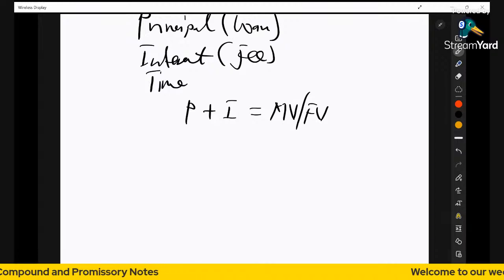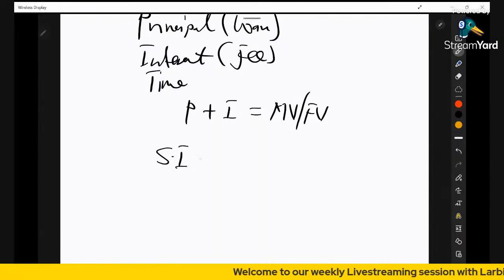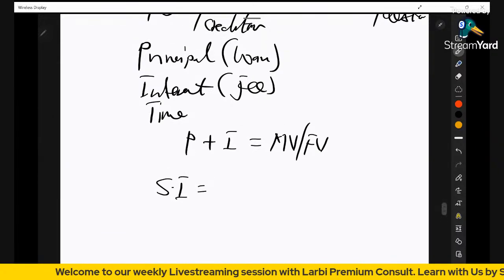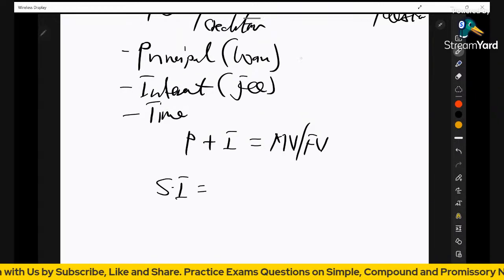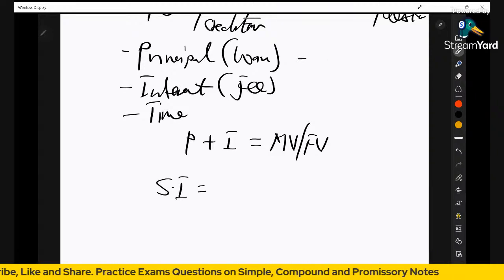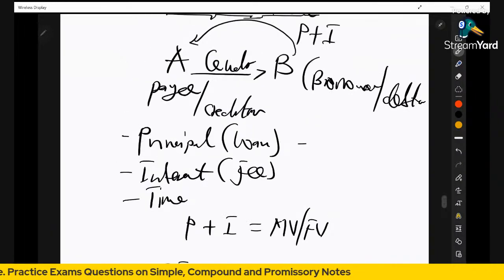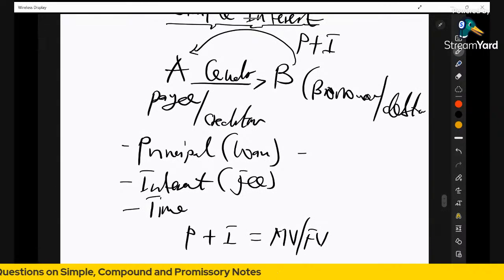So by computation, we can say that simple interest, SI, is how we compute simple interest. So we are talking about principal, we are talking about interest, we are talking about time. We can as well talk about what, the rate actually, because the rate is actually the interest. So rate is also another element under a simple interest arrangement between two parties, who are the payee or the creditor, and then the borrower or the debtor.